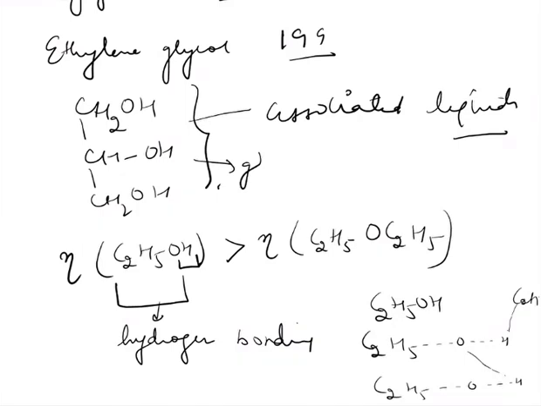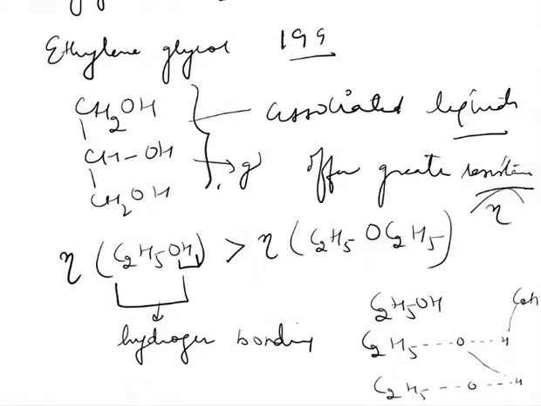Now they'll get associated. So because of these hydroxyl groups, a network of hydrogen bonds is formed between the molecules, which extends throughout the liquid, and they will offer greater resistance, and then the value of eta increases. ठीक है class, clear है? एक molecule will get associated with the other molecule of the same molecule, उसके साथ associated रहेगा. I think that's clear है, यहाँ तक तो हो जाएगा.